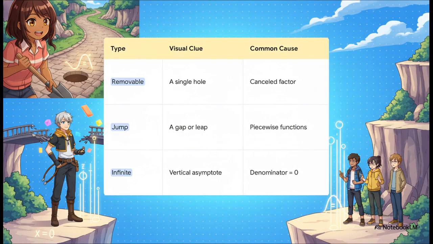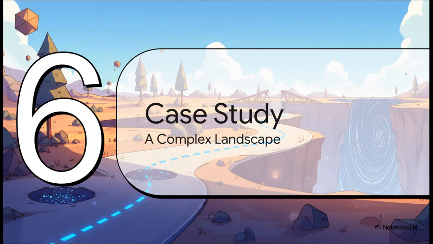So let's do a quick recap. A removable discontinuity is just a hole, and it usually comes from a canceled factor. A jump is a gap. You see it all the time in piecewise functions. And an infinite discontinuity is a vertical asymptote caused by a denominator hitting zero. Simple as that. Okay, detective, time for a real case study.